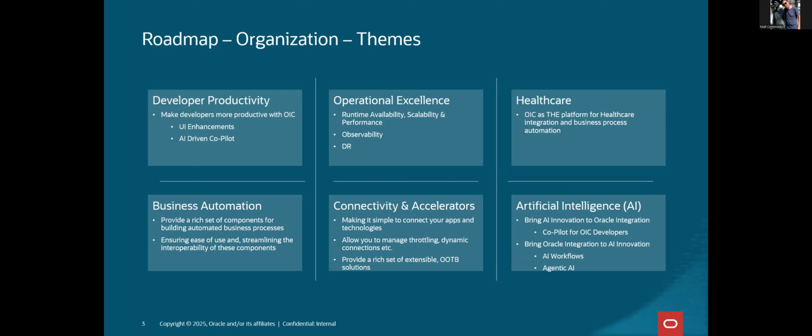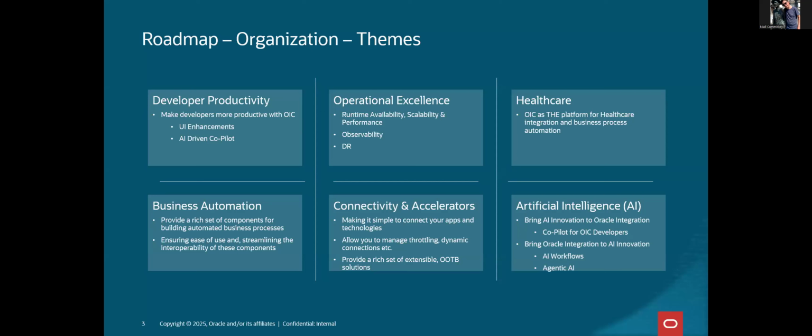Connectivity and accelerators, making it as easy as possible for you to connect your different apps and technologies. And then going forward, we're going to be looking at things like throttling those connections. In other words, if you're connecting to a third-party app and that third-party app isn't as fast as it could be or whatever, giving you the ability within OIC to throttle requests to that third-party app. Also, dynamic connections, which we introduced a couple of releases ago for FTP adapter, seeing which other adapters could profit from that.